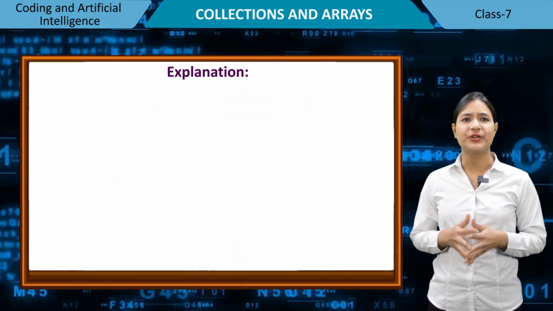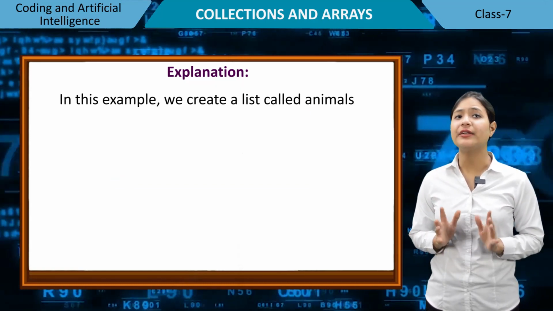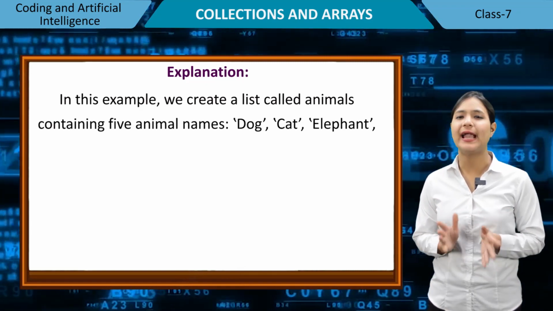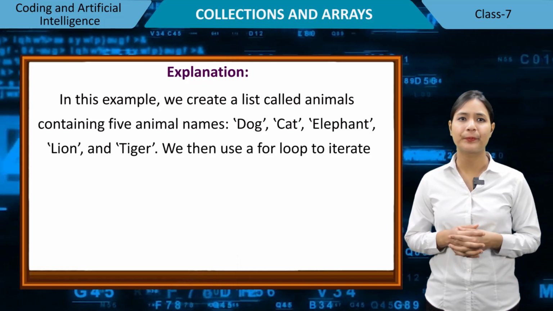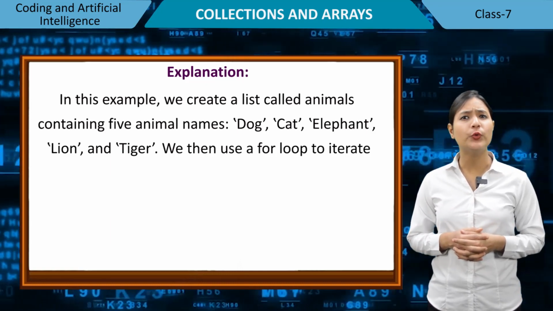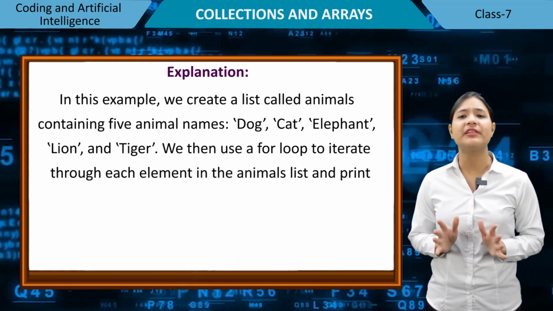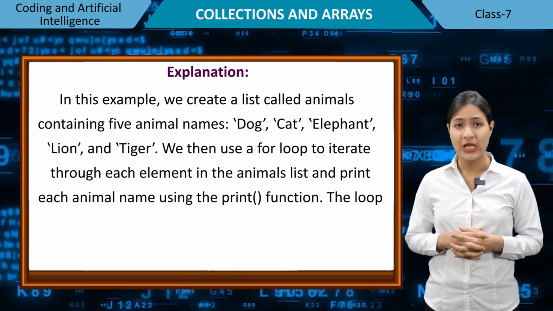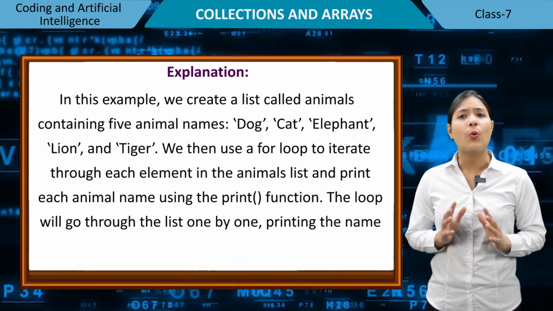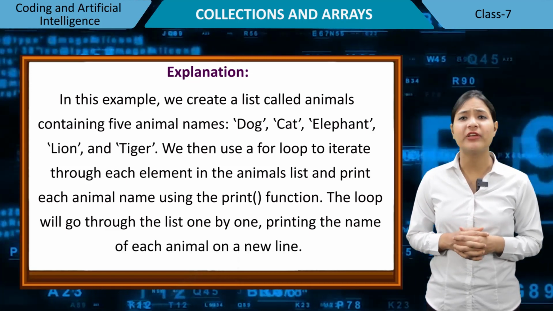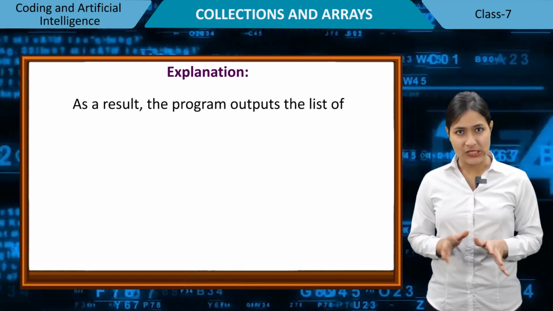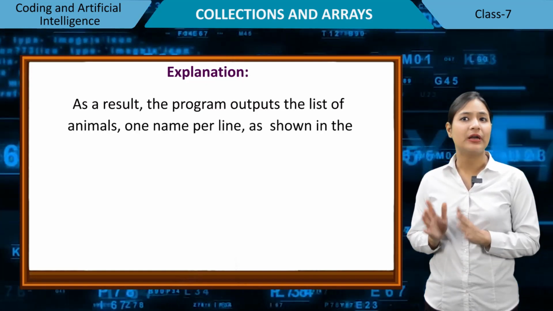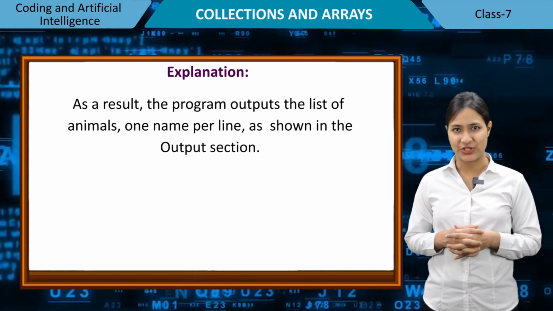Output. Explanation. In this example, we create a list called animals containing 5 animals named dog, cat, elephant, lion and tiger. We then use a for loop to iterate through each element in the animals list and print each animal name using the print function. The loop will go through the list one by one, printing the name of each animal on a new line. As a result, the program outputs the list of animals, one name per line as shown in the output section.